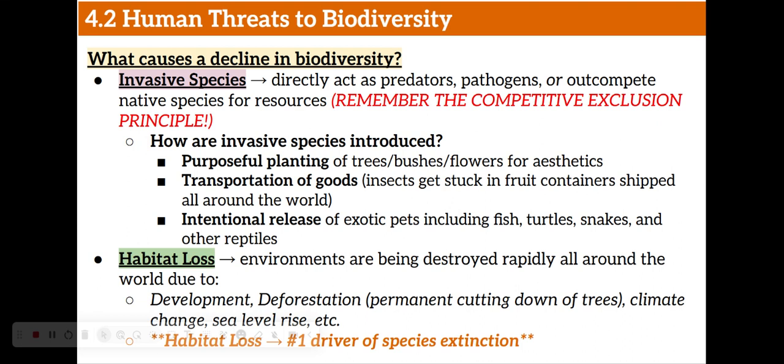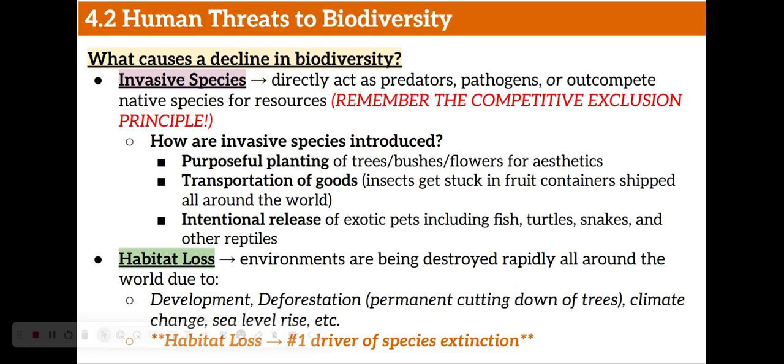So you can purposely introduce invasive species, and unfortunately, back in the 60s and 70s, there wasn't a lot of research done on how ecosystems would be impacted by purposely planting non-native tree species. Unfortunately, when we're transporting goods from all over the world, insects and even seeds can get stuck in fruit containers and shipped all over the world, and when they're in the new place, they will be released and causing all sorts of harm. That is how the spotted lanternfly was introduced here into America.